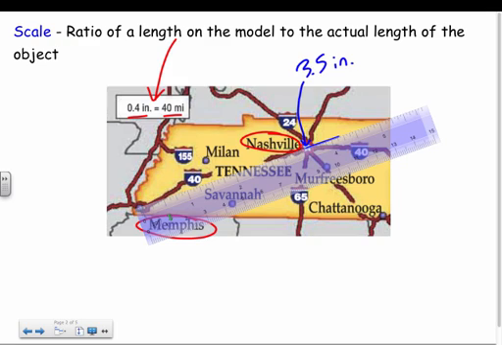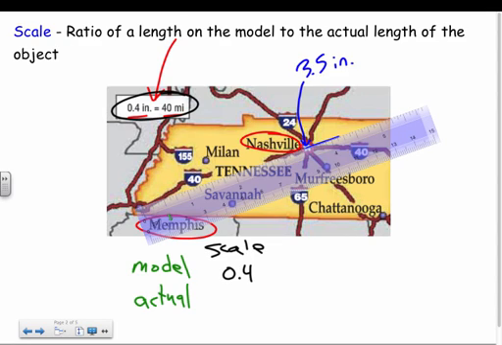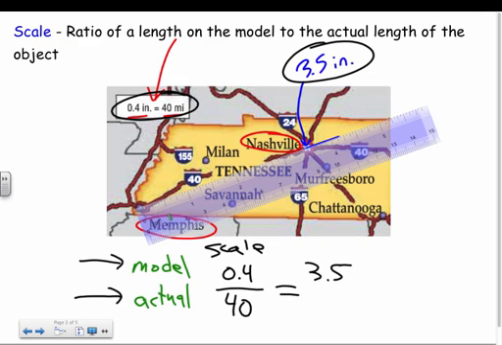We just said that side lengths are proportional. What I always like to do is put the model or the drawing on top and the actual distance on bottom when I set up my proportion. And the first ratio you set up is always the scale. It gives you the scale right here: 0.4 inches over 40 miles. So model on top, 0.4 inches, actual on bottom, in real life 40 miles. Then we set that equal to, well, what are we trying to find? From Memphis to Nashville, on the map it's 3.5 inches, and in real life we don't know. That's what we're trying to find.